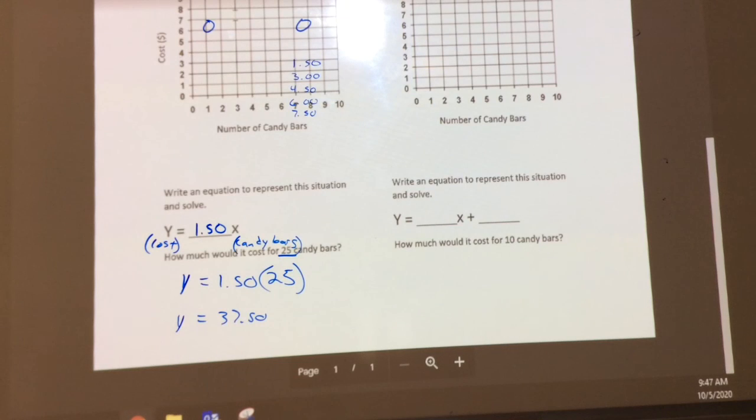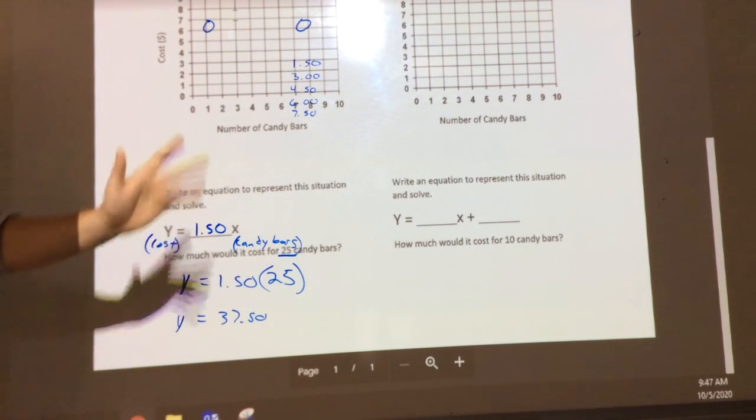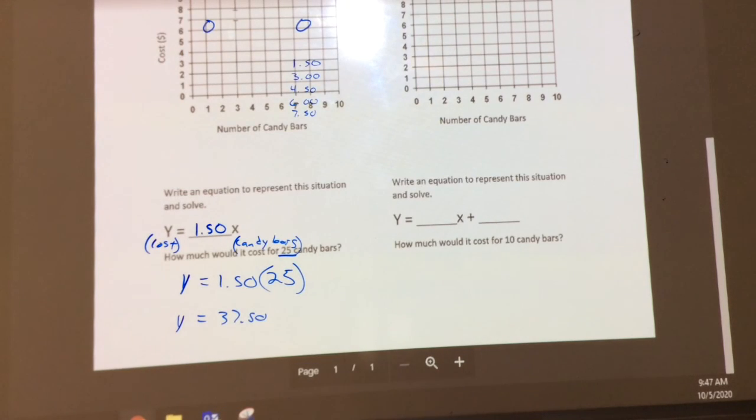Do we see how that works? You see that no matter what number of candy bars I wanted to buy, if we use this equation right here, it's going to work every single time. Let's just test it, okay? My favorite number is 41.